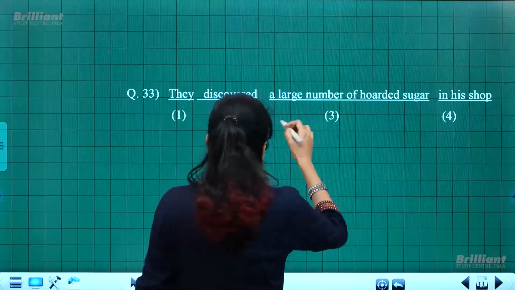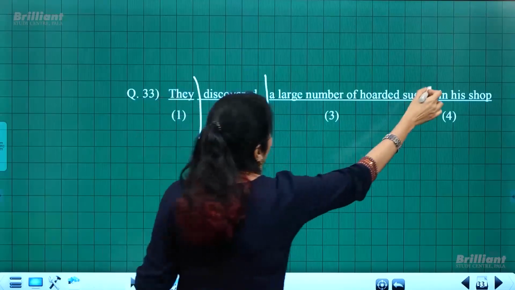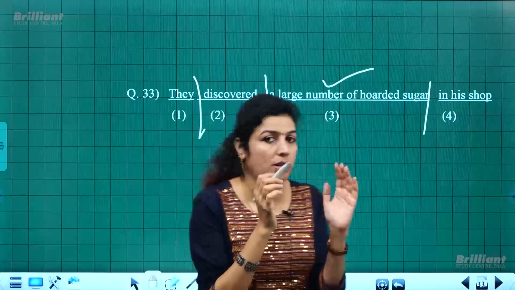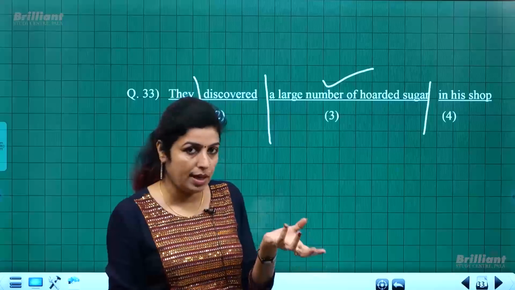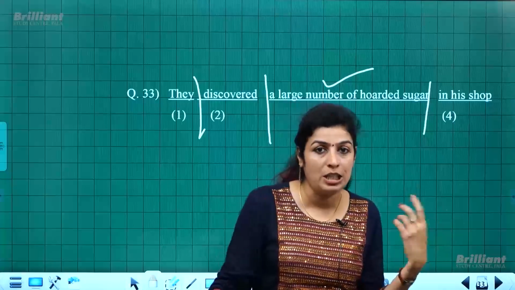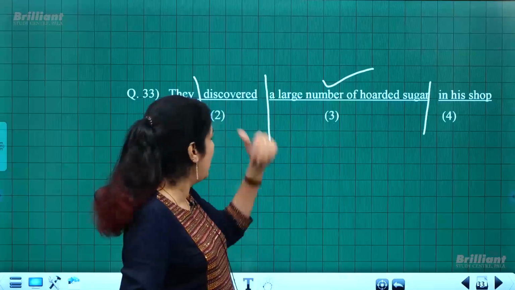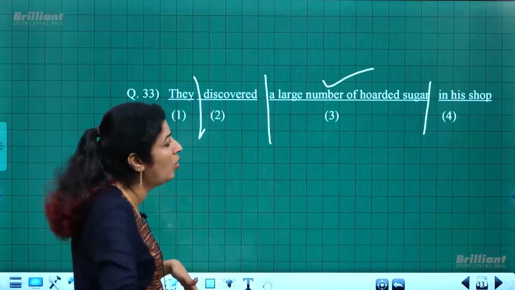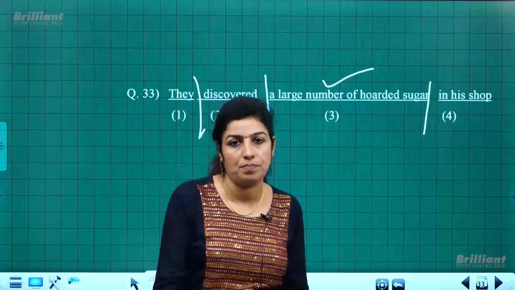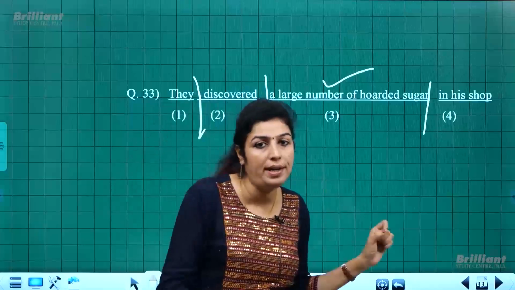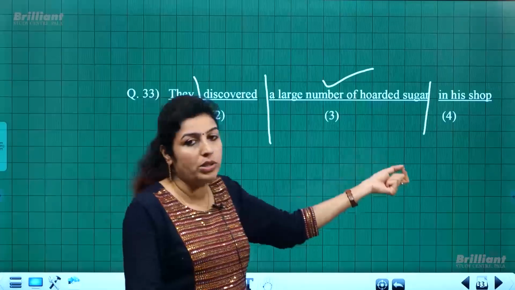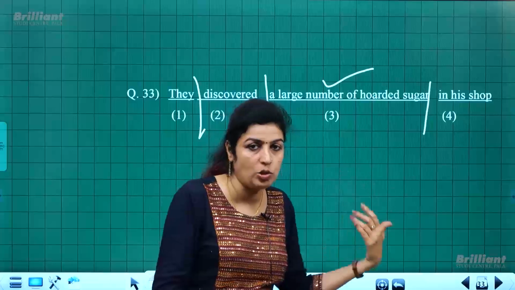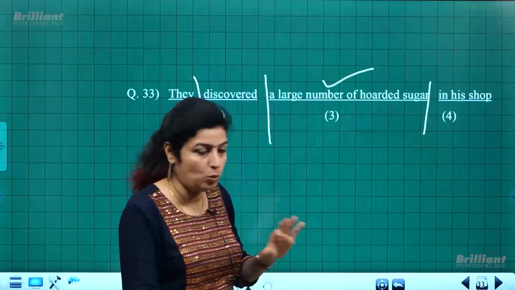So this part is wrong. First, second, third and fourth part. This part is wrong because a large number of sugar cannot be counted, or the quantity of sugar cannot be taken in terms of number. So how will you correct it? They discovered a large quantity of hoarded sugar in his shop. Instead of large number, it should have been large quantity, because this is uncountable, and number is used for countables, and quantity and such terms are used for uncountables. Sugar is uncountable.